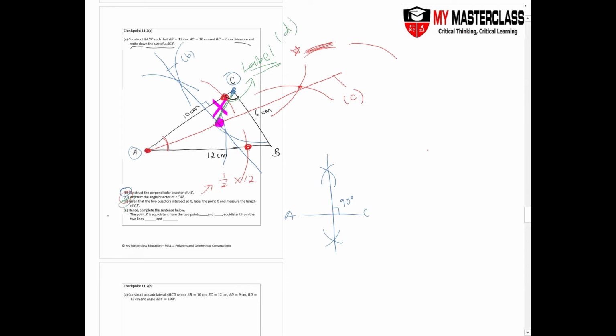Complete the sentence below. Point X is equidistant from points what and equidistant from the two lines what and what. So I always tell my students, learn how to interpret it this way. Now this is point X. Look at your perpendicular bisector, the one in blue. Is it nearer to point C, which means this side, or is it nearer to point A?